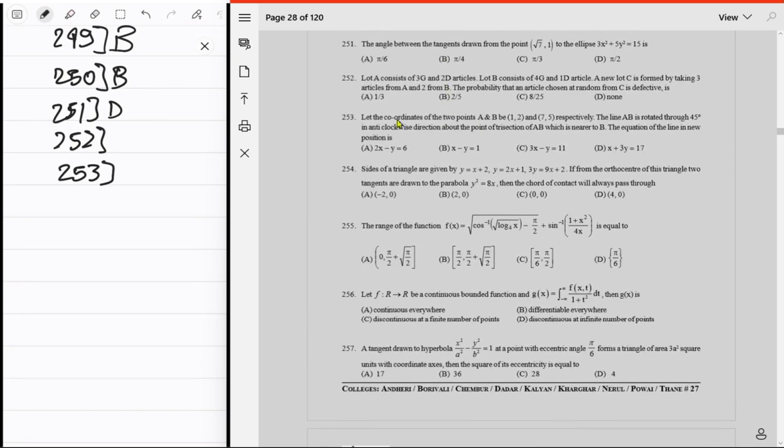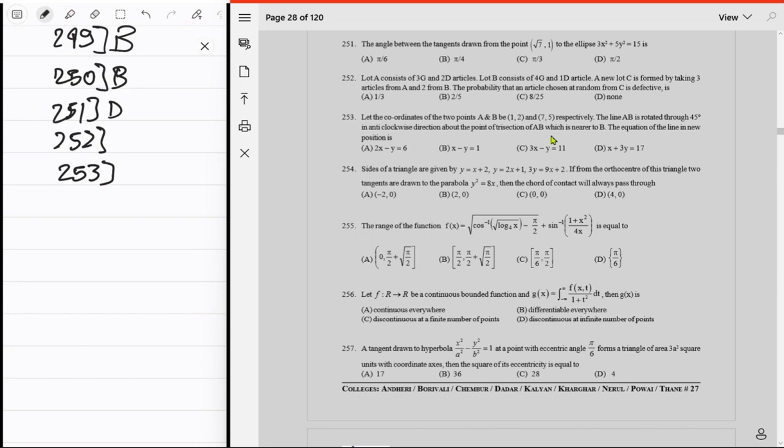The coordinates of the 2 points A, B are (2, 1) and (7, 5) respectively. The line AB is rotated 45 degrees anti-clockwise about the point of trisection of AB which is nearer to B. Okay, दो points A B, उनके coordinates तुम्हें दिए हुए हैं. AB is rotated through an angle 45 degrees anti-clockwise about the point of trisection of AB, the trisection which is nearer to B. Fine, we can figure that out.